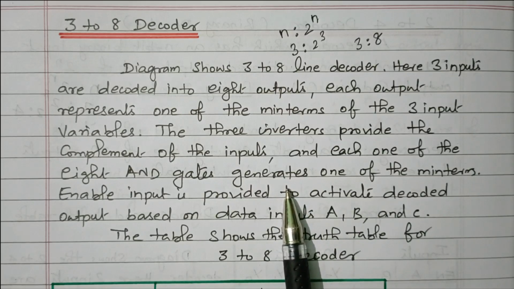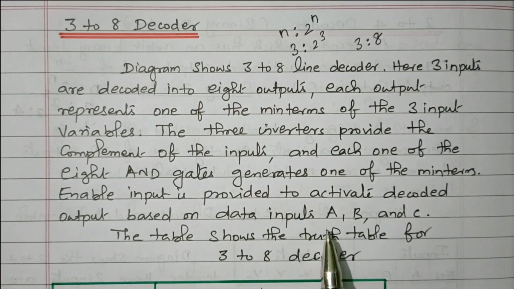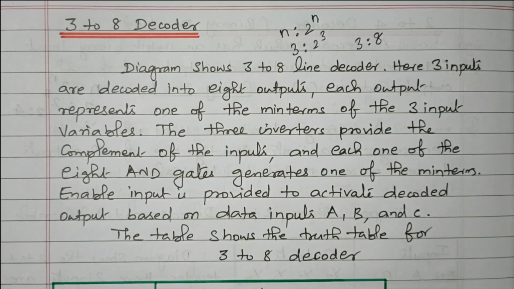If enable is 1, then the decoder will produce the output. If enable is 0, all outputs will be 0. Right. So we have the inputs A, B and C, and also the enable input. Now we'll see the truth table of the 3 to 8 decoder.